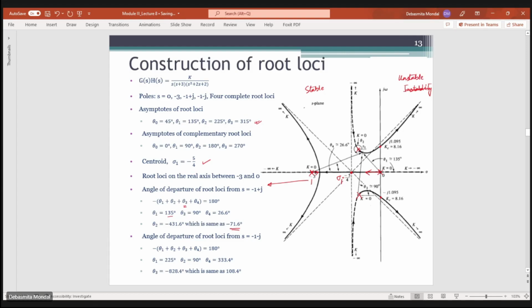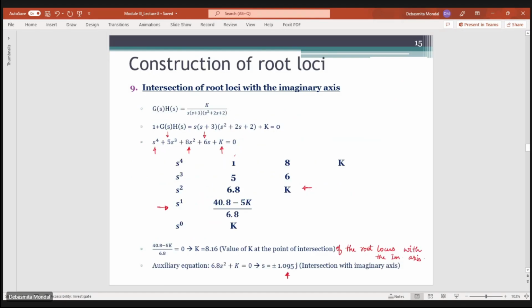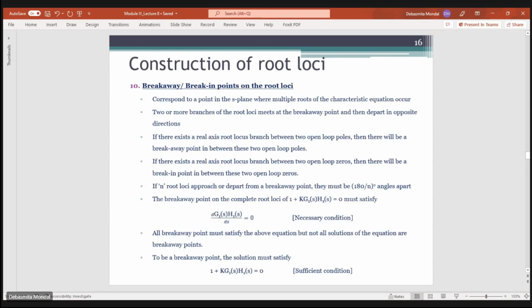Right. So now you can say that this is the limiting value of gain, beyond which, if you increase the value of gain more than that, the closed loop system will become unstable. So from this root locus plot, you can find the range of k for which the closed loop system will remain stable. Okay, so it's done. Now comes the concept of the break-in or the breakaway points.